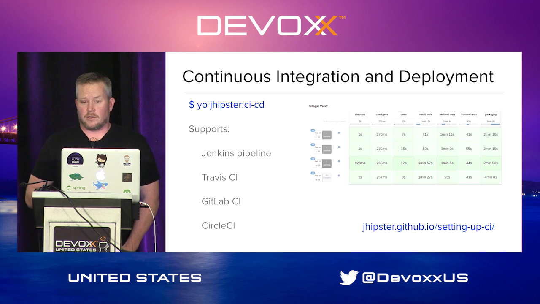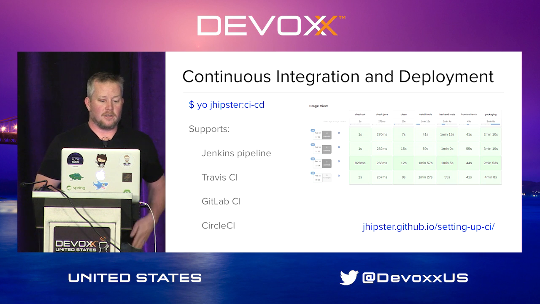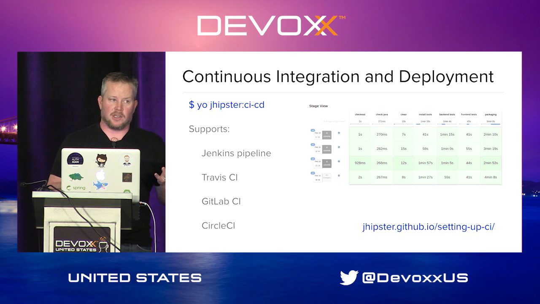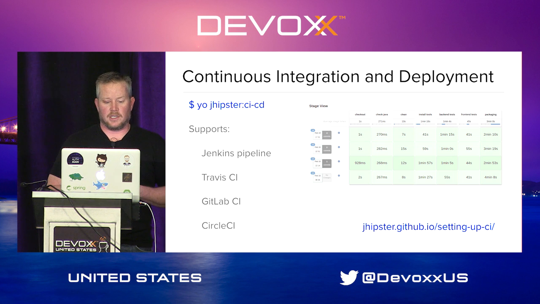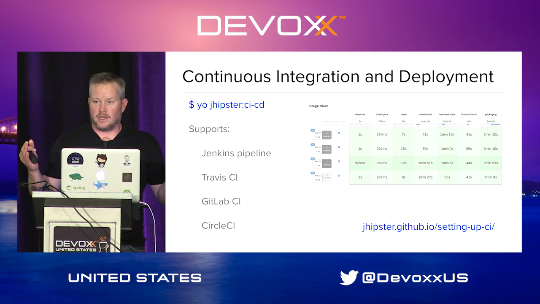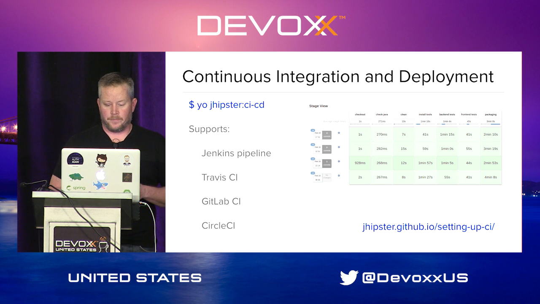If you want to do continuous integration with Travis, Jenkins, GitLab, or Circle CI, there's a module for that, a sub-generator we call them with Yeoman, that you can type yo jhipster:ci-cd, and it'll generate those configurations for you, so it's very easy to set it up on continuous integration.